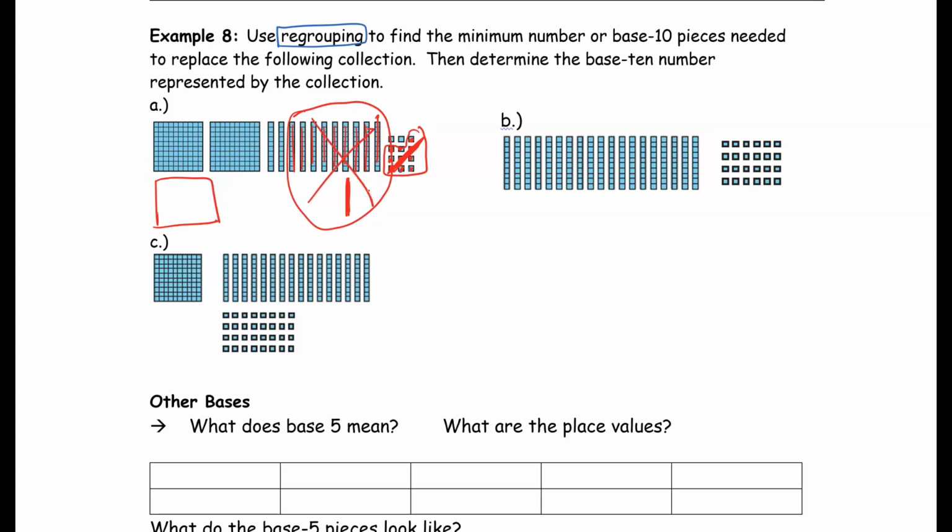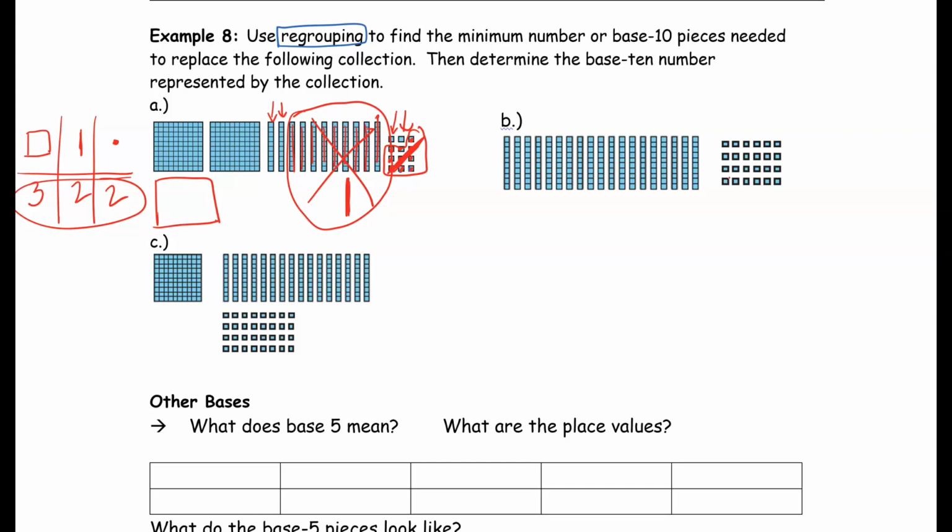Now I need to actually write down what my answer is. So determine the base 10 number represented by the collection. I'm just going to write over here, flats, longs, units. Those are my place values. So I have 3 hundreds left, I have 2 longs left, and I have 2 units left. So my base 10 number is 322. Okay. Try B and C on your own. If you want, pause the video and try those, and then I'll walk through them.